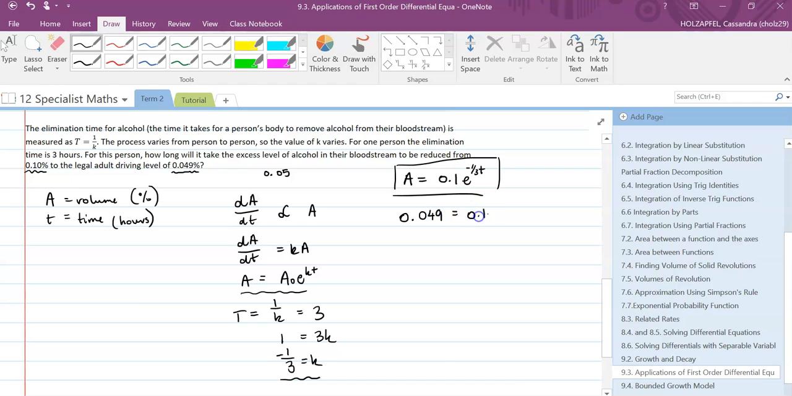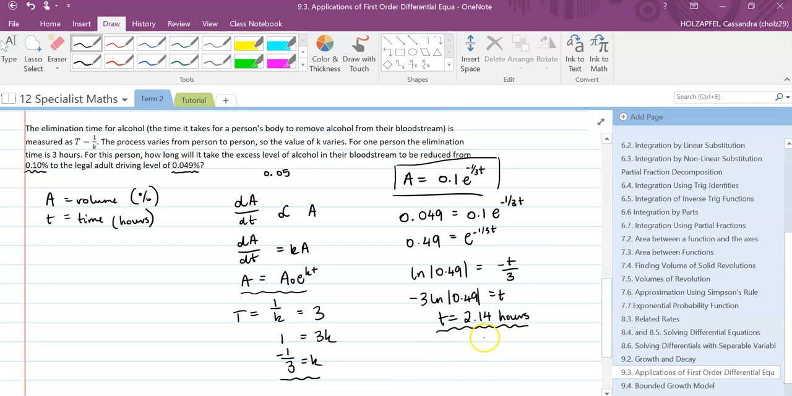0.049 is equal to 0.1 e to the negative 1 over 3t. So now we just need to go ahead and rearrange and solve for t. So this solution for the time is 2.14 hours.